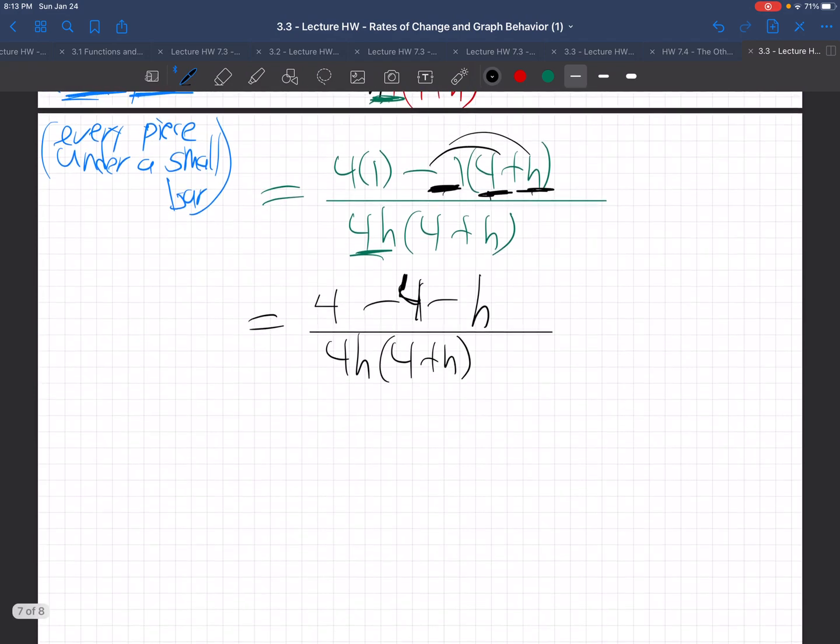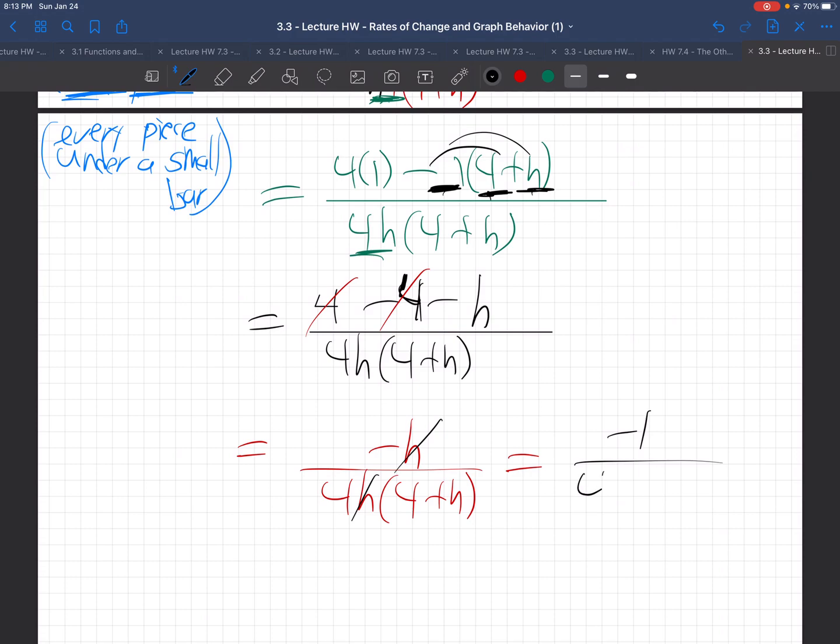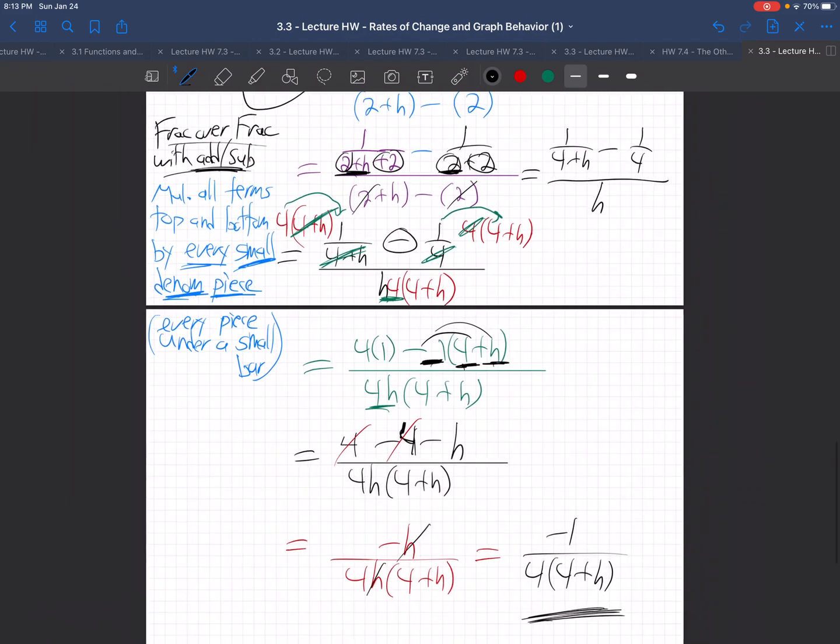We're almost there. We are really close. 4 minus 4 cancels. We get minus h over 4h, 4 plus h. And then what happens? h cancels h. Minus 1 over 4, 4 plus h. There's the answer. Why didn't we keep the answer way back here?